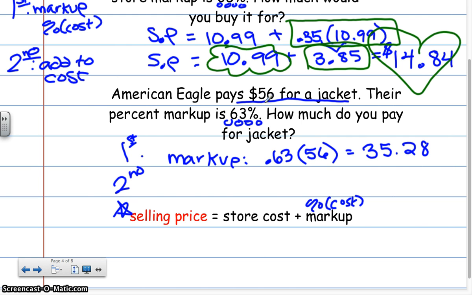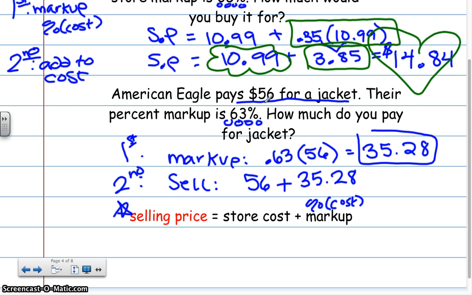Second, what I'm going to sell it for is what I paid for it. Of course, I need to get my money back. So I paid my 56, and now I'm going to add to it my markup. So what you're going to pay is $91.28. Okay? How do you feel?